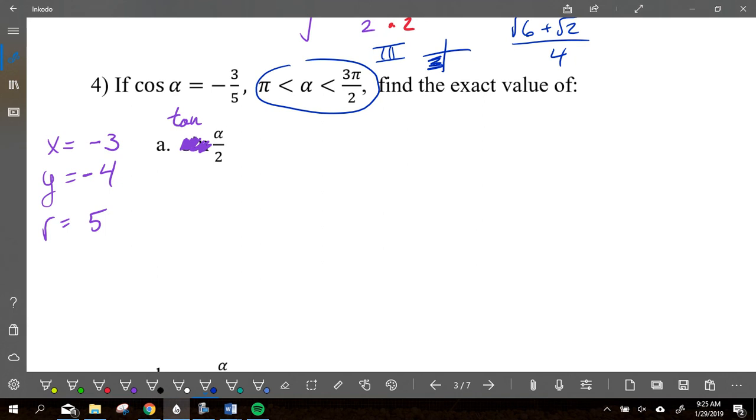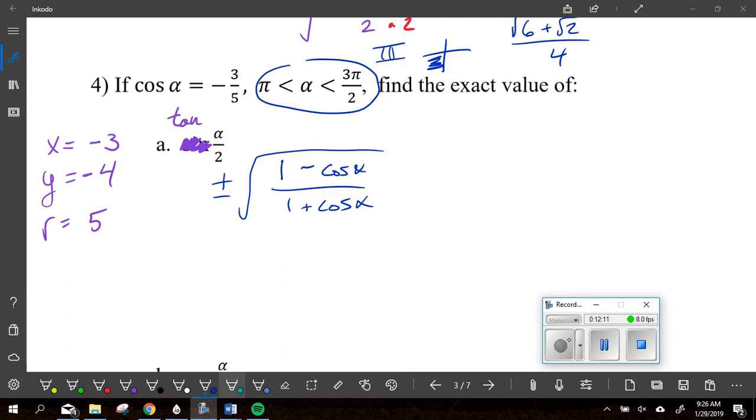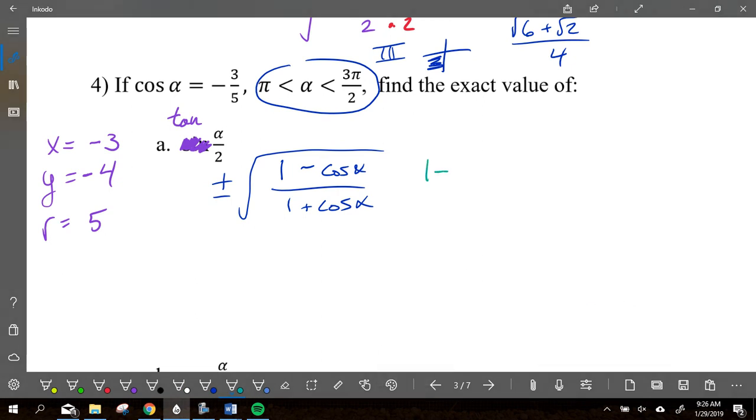We're doing tangent alpha over 2, so my problem looks like this. It is plus or minus the square root. I'm dividing by 2. So it is that formula 1 minus cosine of alpha divided by 1 plus cosine of alpha. Plug it in and simplify it down. The number one mistake you'll make here is the ending sign. Think about it. We're setting this guy up. It's 1 minus cosine, so cosine's going to look like negative 3/5. On bottom, it's 1 plus cosine, so it's 1 plus negative 3/5.